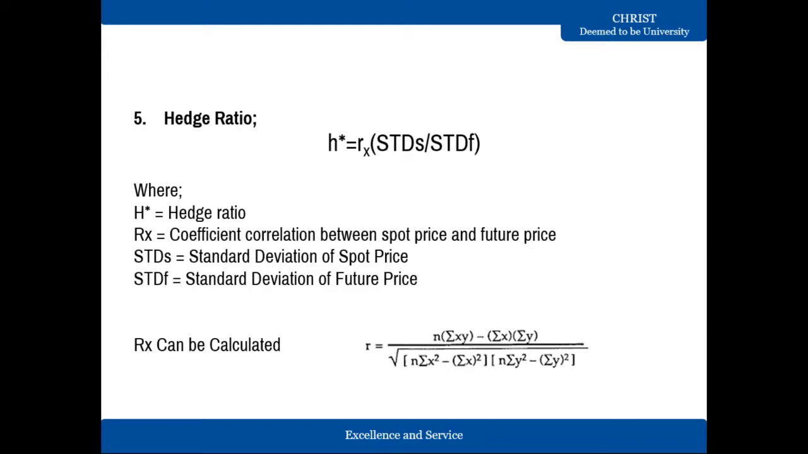That can simply be calculated like this: H star equals Rx times the standard deviation of spot price divided by the standard deviation of future price. Here H star is the hedge ratio, and Rx is the coefficient of correlation between spot price and future price. Whether you take returns or prices, it's one and the same. Standard deviation of S is the spot price, and standard deviation of F is the future price. The coefficient of correlation you can calculate with this equation as well.